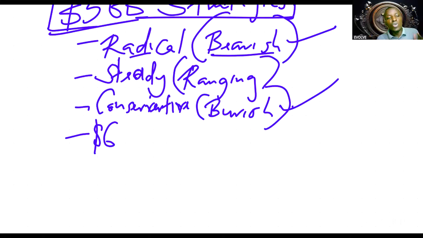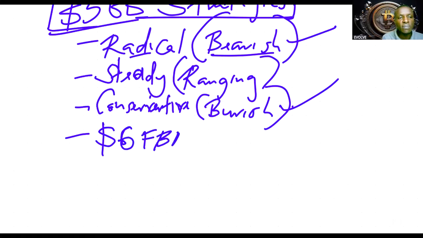So, you have $500. You can set another strategy and name it $6 FBA. Listen to me carefully. All right? $6 FBA, meaning first buying amount, conservative strategy.